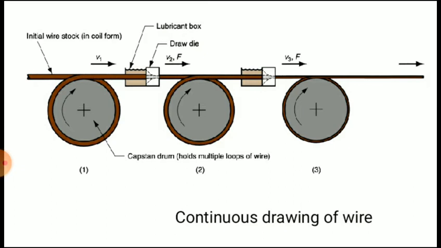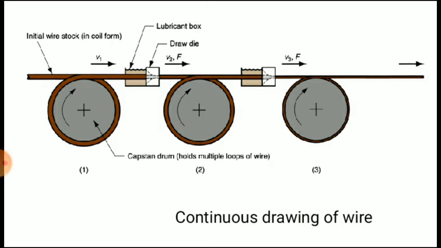This is a diagram of the wire drawing operation. The initial wire stock can be seen at the left hand side. At the bottom there are capstan drums that are used to hold multiple loops of wire, and in between two capstan drums a die, called the drawing die, is placed. The die is usually tapered, and behind the die there is a lubricant box for lubrication purposes.